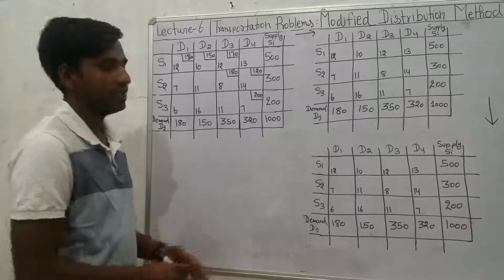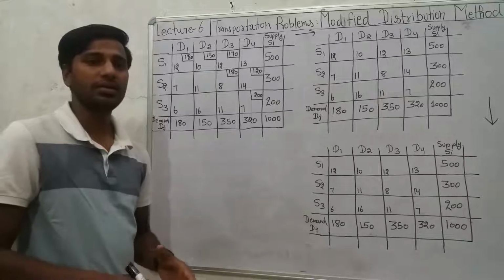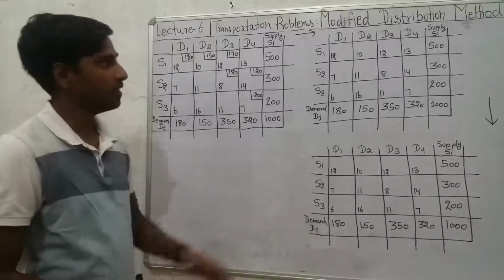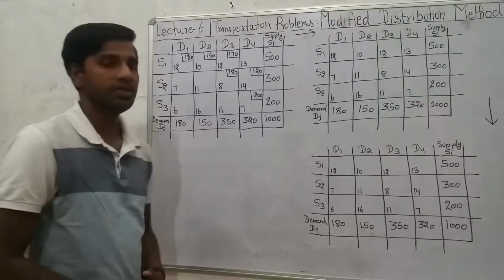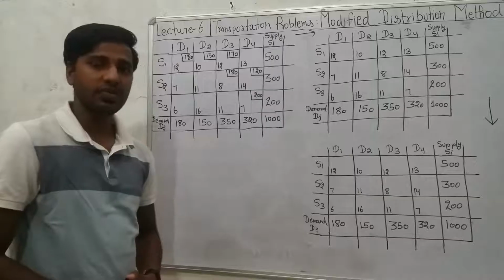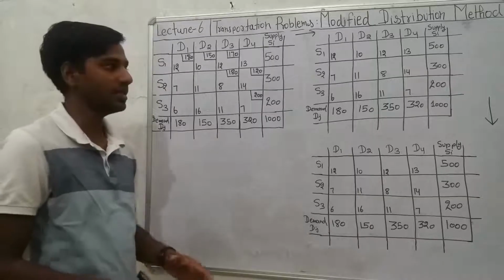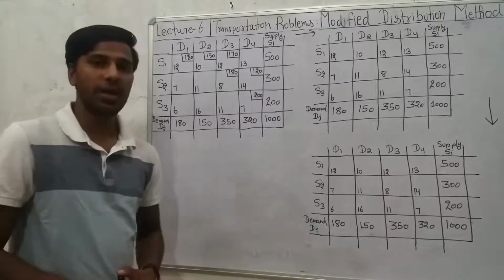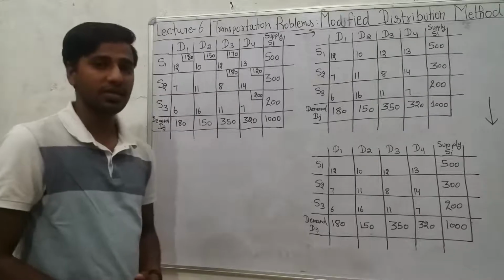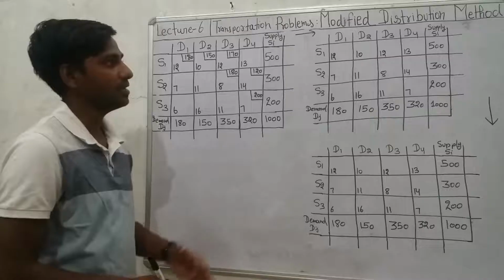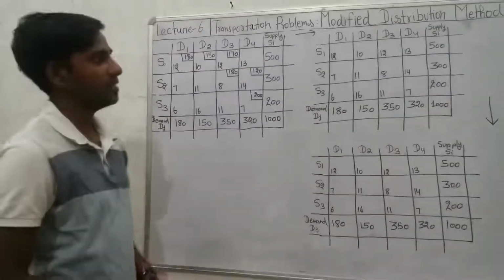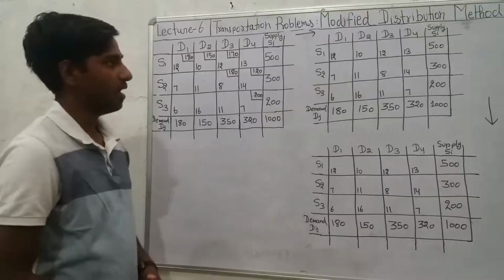So to avoid this drawback of the stepping stone method, we apply the modified distribution method, as this method eliminates most of the steps while testing the opportunity cost of the empty cells, and that's why we call it the efficient method. It is more efficient than the stepping stone method. So let's start the modified distribution method.